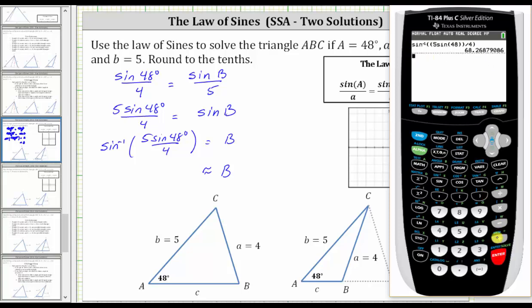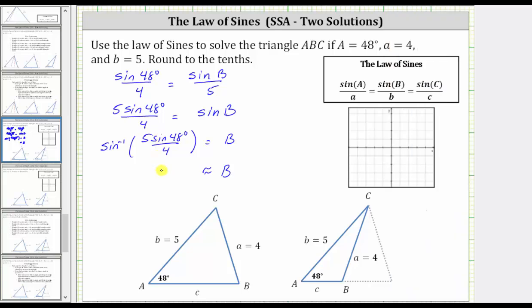At this point, if we were to get an error, we would know there is no solution or no possible triangle from the given information. We are also rounding to the nearest tenth. Because there's a 6 in the hundredths place value, we round up. B is approximately 68.3 degrees.